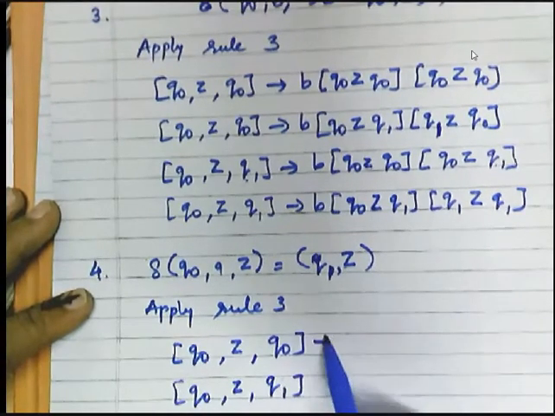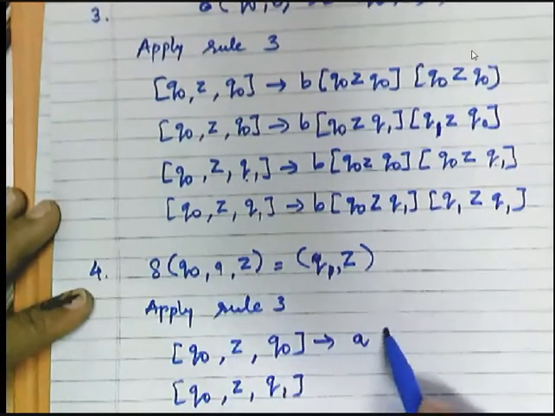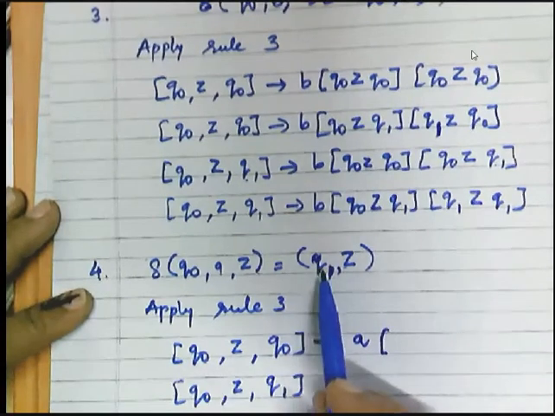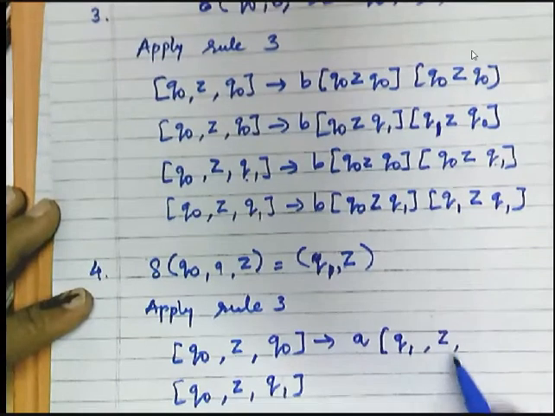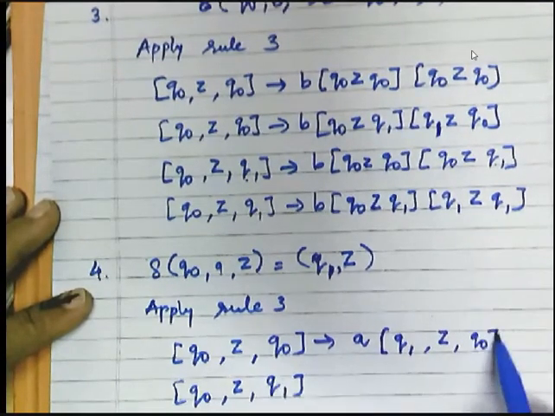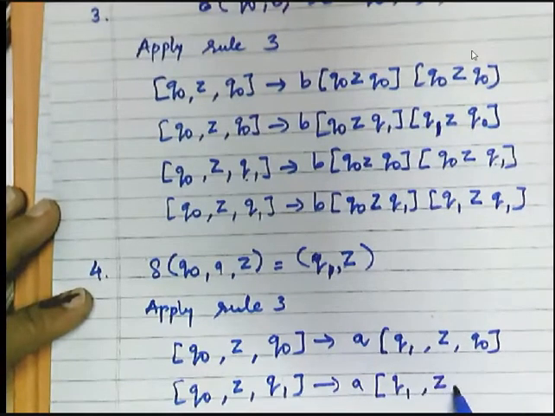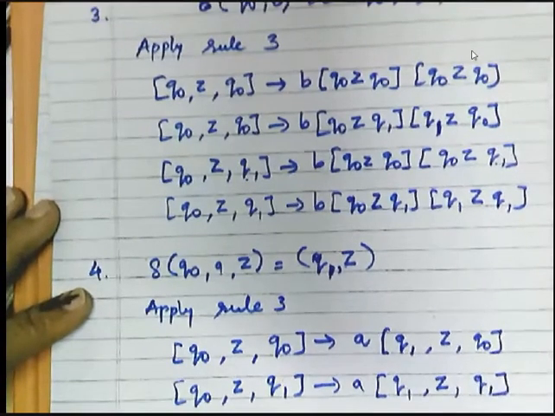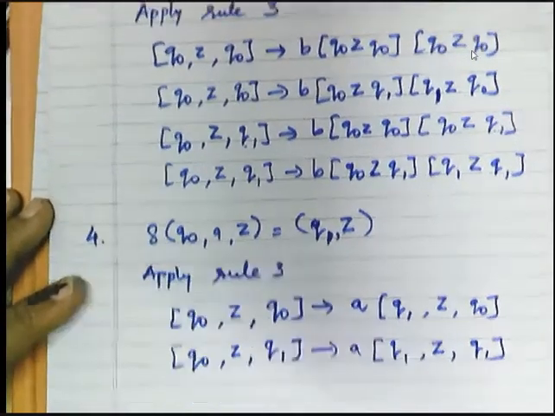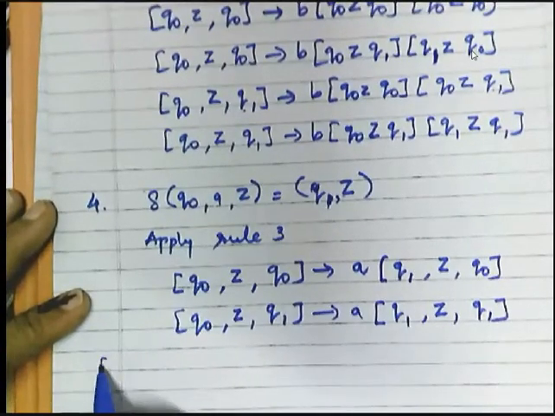So here the first rule it will be A, and here it will be starting with Q1, right? So it will be Q1 Z, it should end with this Q0. Similarly, A, it will be starting with this Q1, Z, and it should end with this Q1. So in this way, you will be having the next two rules for the fourth delta function.